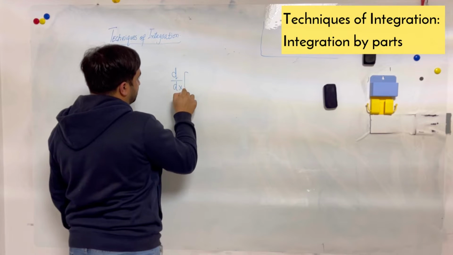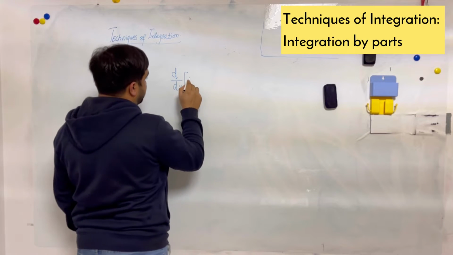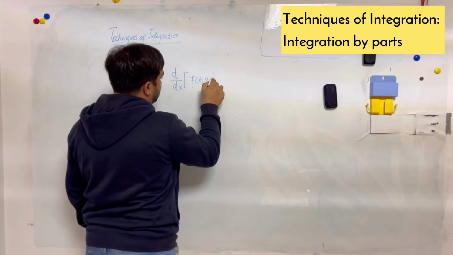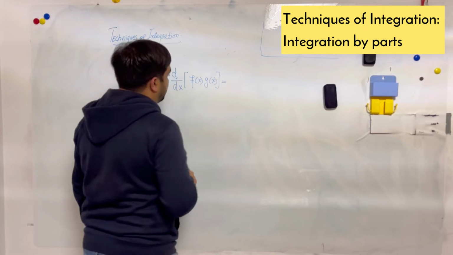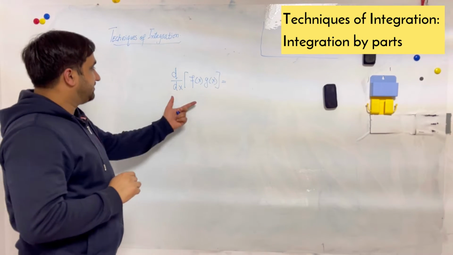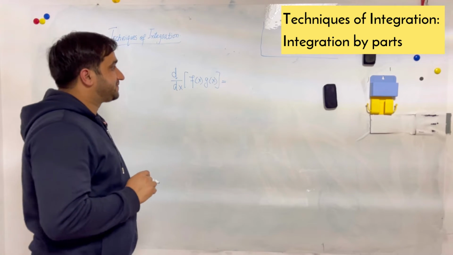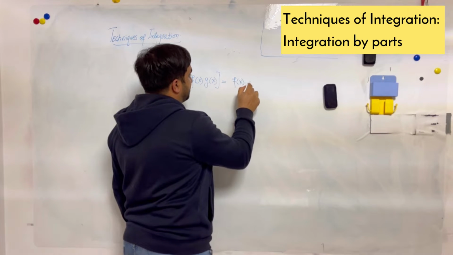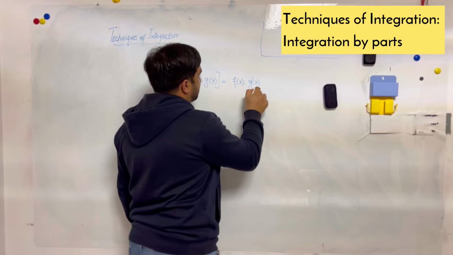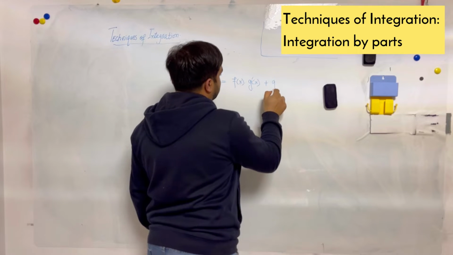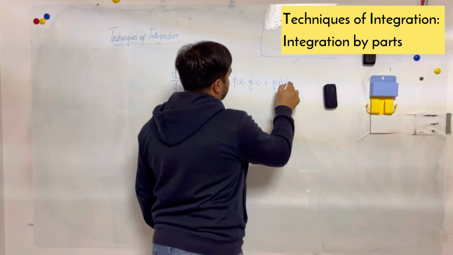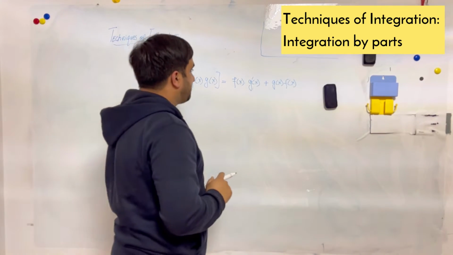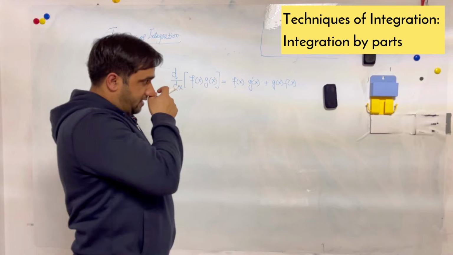What was the product rule of differentiation? If we have two functions, then what was the product rule for the derivative? First function times derivative of second plus second function times derivative of first. Right? Yes.